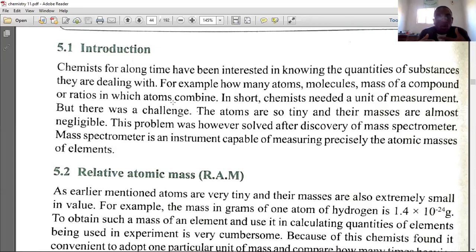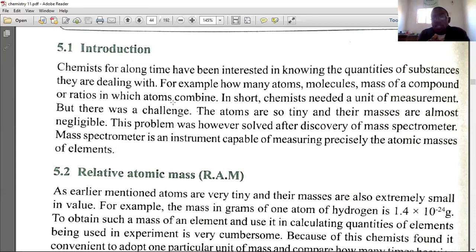So there was an interest in knowing the quantities of substances that people are dealing with. For example, how many atoms, molecules, mass of the compound, or ratios in which atoms combine. You want to know the proportions in which certain elements combine to form a particular compound. In short, chemists needed a unit of measurement. There was no unit of measurement, but there was a challenge.